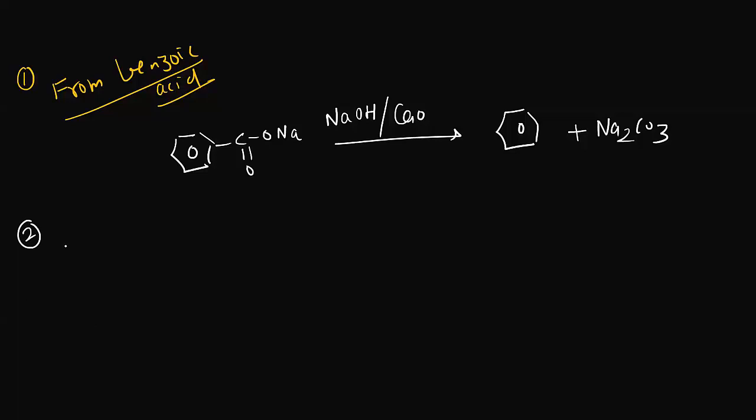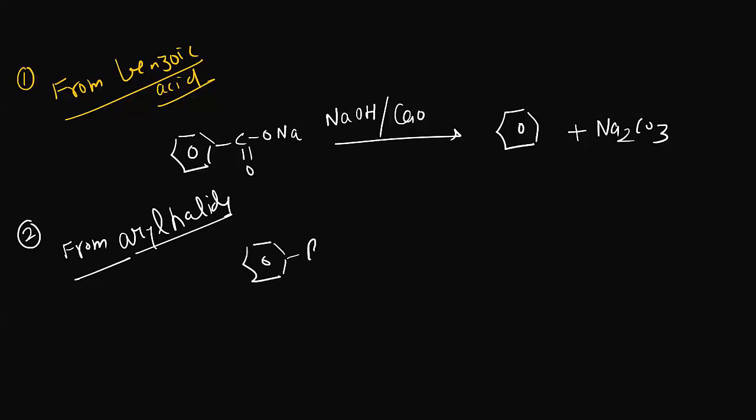Number two, from aryl halide. Although I have written here aryl halide, we have to take halobenzene because we are going to prepare benzene. Like if I take this, you put Mg, dry ether or THF as a solvent, then you get Grignard reagent.